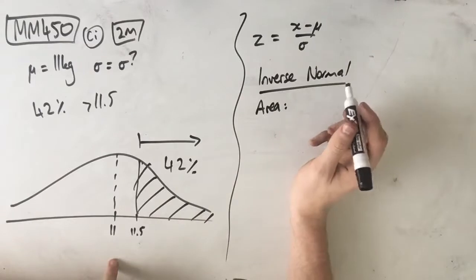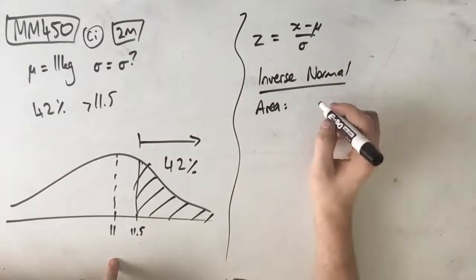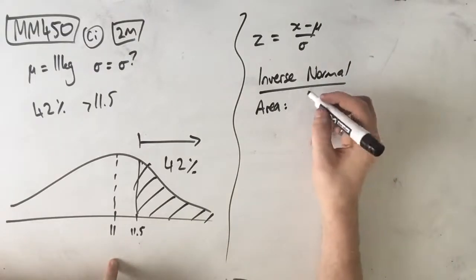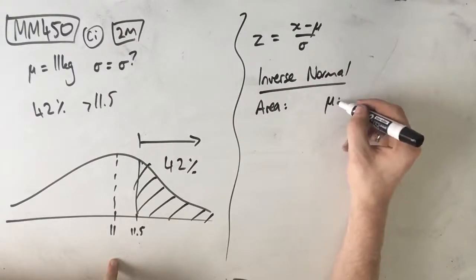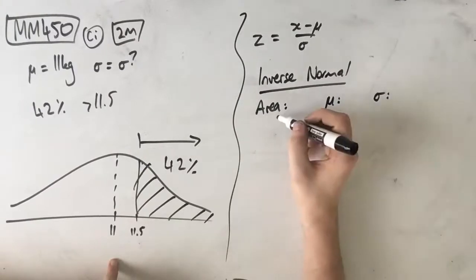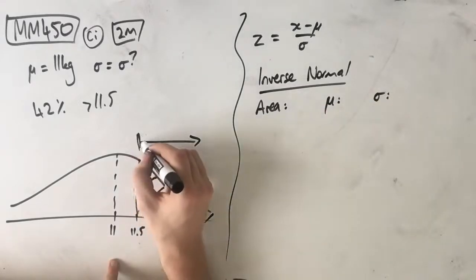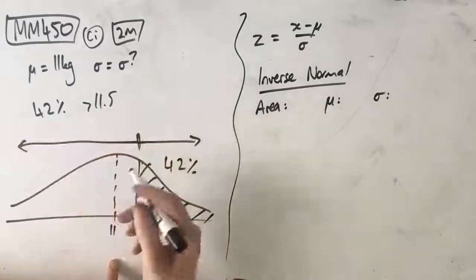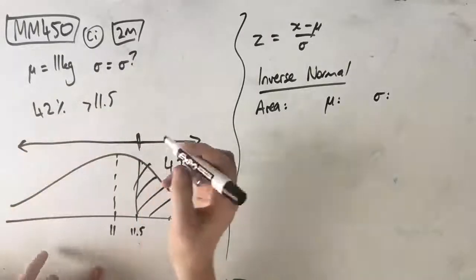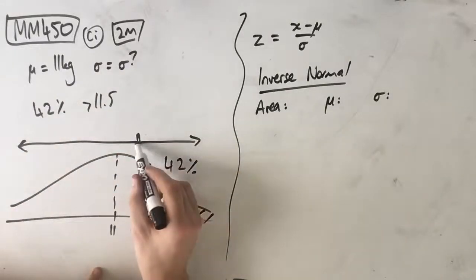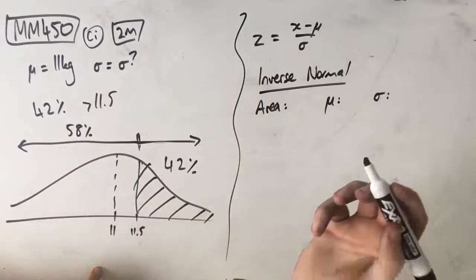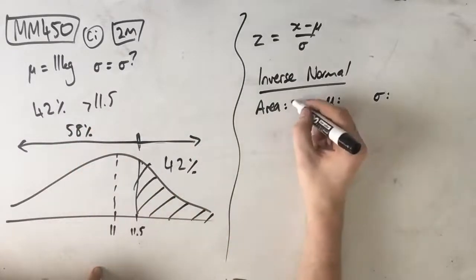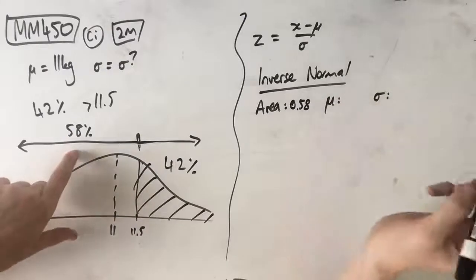Inverse normal, which I believe is menu 553 or menu 552, something like that, is going to ask us for 3 things: area, mu, and standard deviation. Now our area, in inverse normal, we always have to take the area to the left. And if you're on this last question, I'm sure you recognize that by now. Which means that if everything above it is 42%, everything below it is 58%, okay? Which means that our area is going to be 0.58, because that's our 58%.